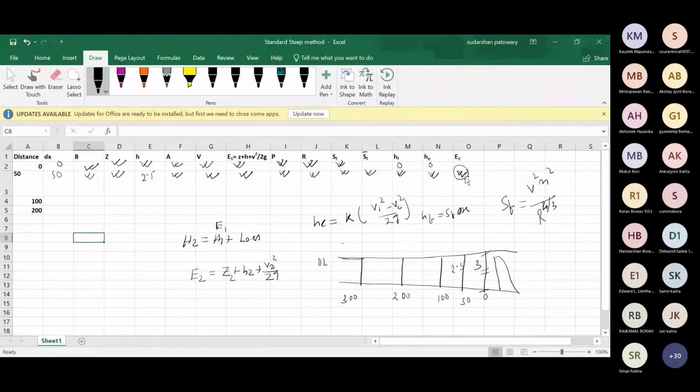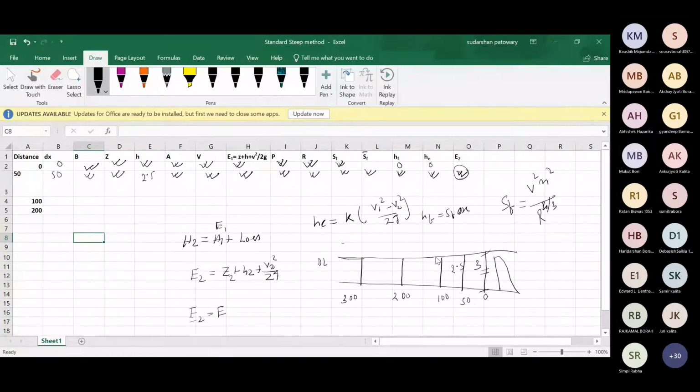After calculating E2, you have to check. You are calculating the E2 value in the upstream direction. That means your E2 is equal to what? This E2 is equal to E1 plus loss.